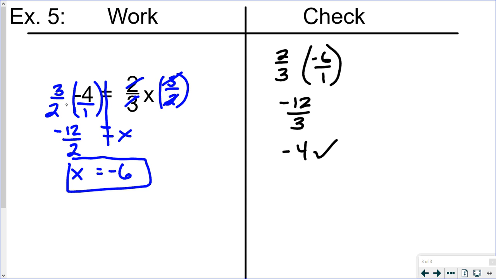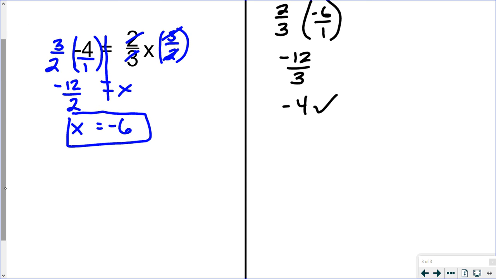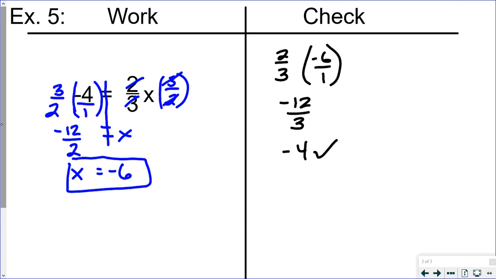All right, so that's solving one-step equations. So hopefully that was helpful to you.